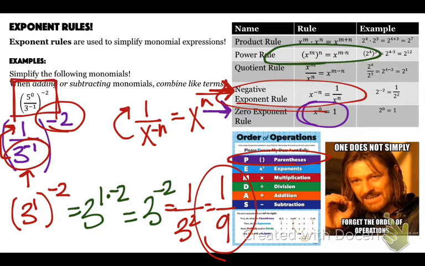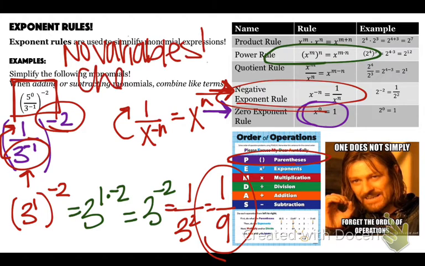Another tip, if you ever see something like this and it's asking you to simplify and there are no variables, just use your calculator. Check on the calculator.